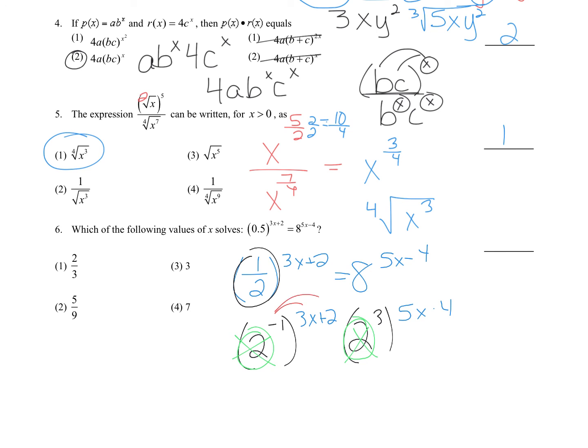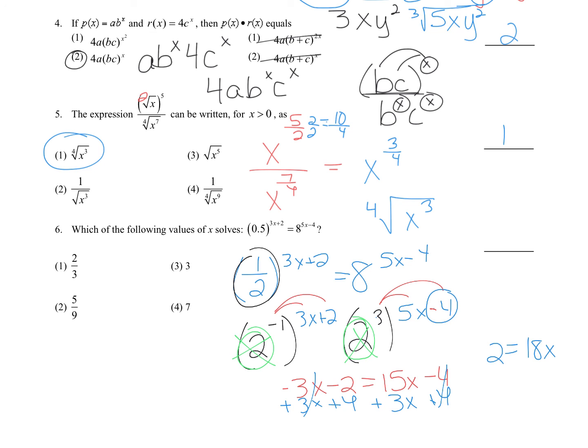We do need to distribute because we have binomials in here. So I get negative 3x minus 2 equals 15x, it's a minus sign, minus 4. And yes, that's correct. Okay, so from here, I want to get the x's together and the numbers. So I'm going to add 3x to both sides, and I'm also going to add 4 to both sides, canceling one thing from each side. So now I have a 2 equals 18x. And just checking this for a second, this should have been over here a 12. I'm not going to redo the video, but this should have been a 12 here.